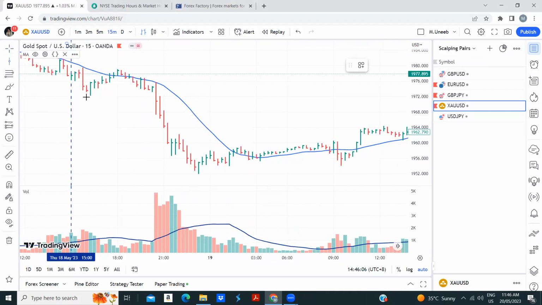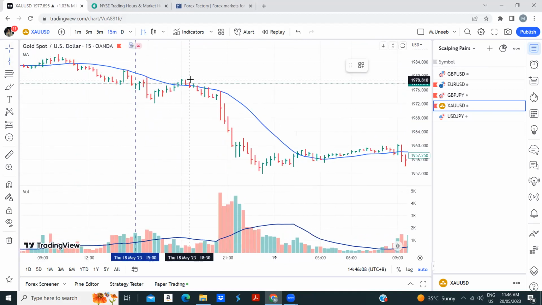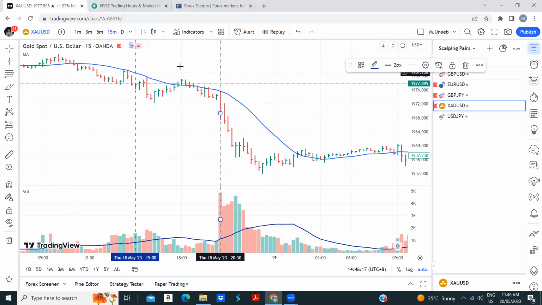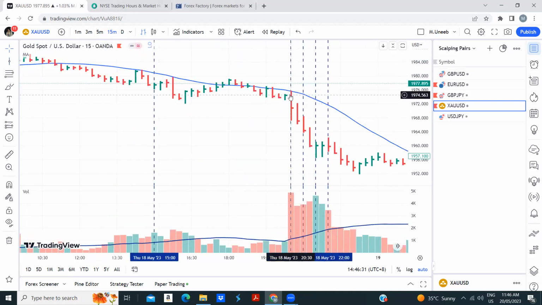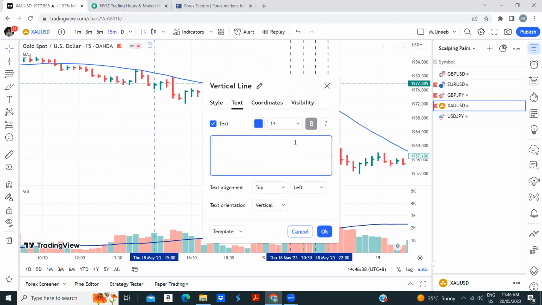NY open at what time? First of all, I told you the first open is at 8:30 a.m. New York time, 8:30 p.m. Malaysian time. So first, 8:30, 9, 9:30, 10. Four auction times. Okay, 1, 2, 3, 4. So we have auction times here.